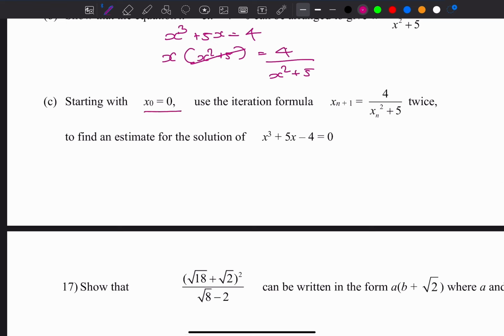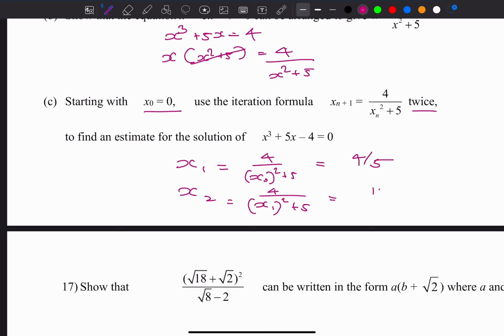X is not, so do you want twice? So x1, x2, 4 over x naught squared plus 5, 4 over x1 squared plus 5. So 0 is the answer. 0 equals the answer key. 4 over answer squared plus 5, which is 4 over 5, 0.8 or 4 over 5, whatever. 100 over 41, or decimal if fine. They didn't say give it in decimal, so it doesn't really matter.